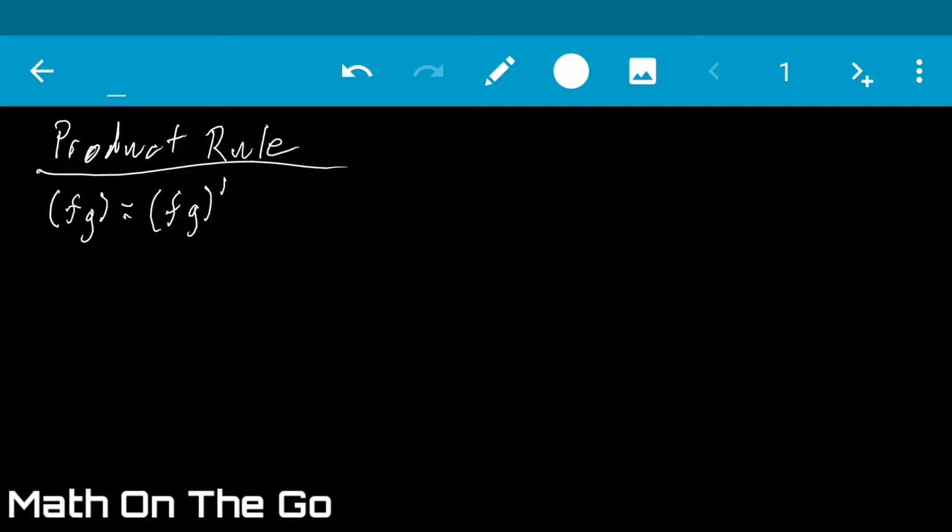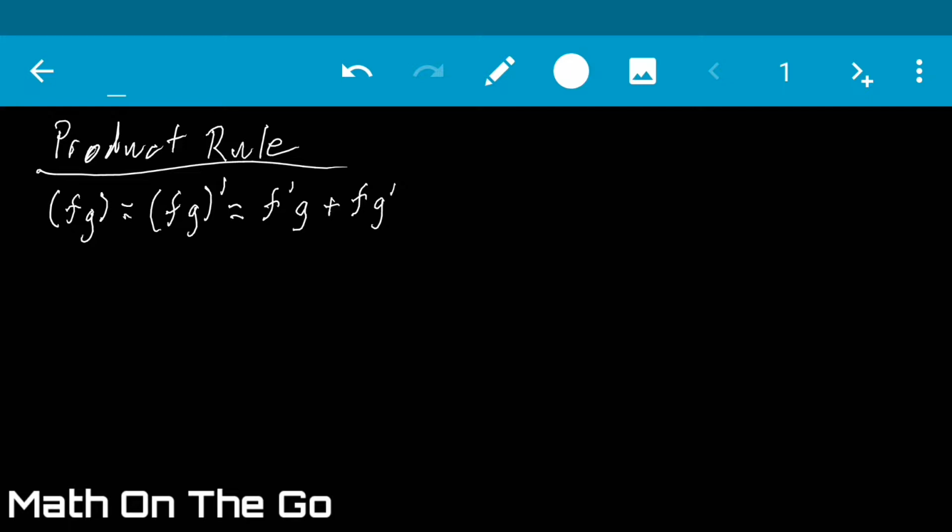Okay, that doesn't really clarify it. So if we break this down even further, what that looks like is we take the derivative of the first, multiply it by the second, then we add the first and multiply it by the second derivative. So just remember: derivative of the first times the second plus the first times derivative of the second.